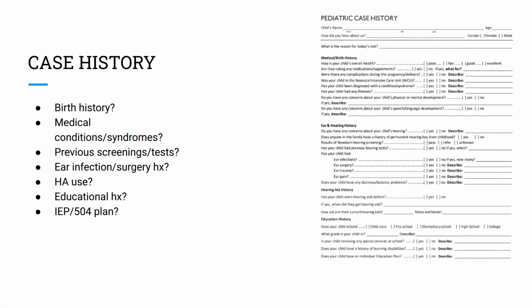And then a pediatric case history is going to be oriented a little bit differently. You're going to have information about their birth history. So were they born via cesarean or was it a vaginal birth? Did they have any medical conditions or syndromes that were diagnosed around birth? Did they have any previous screenings or tests? Did they pass their newborn hearing screening? Did they have an ABR?